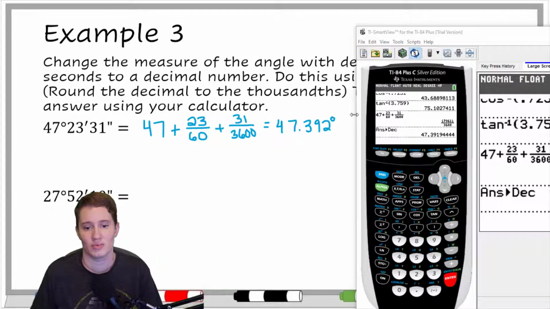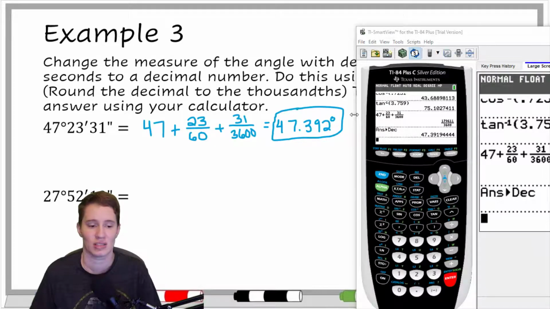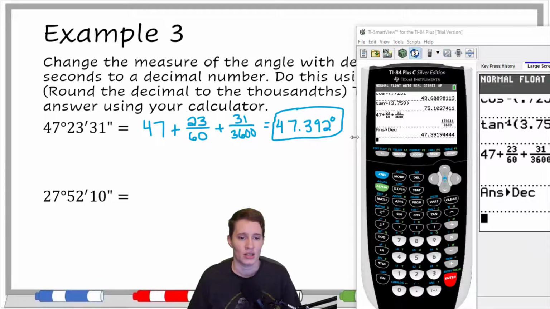47.392. So essentially, it's as though we're working in a base 60 system whenever we have degrees, minutes, and seconds. And so this was us changing this to base 10, which is what we normally use. And if you're interested in hearing more about different bases, that would be a subject for another time. So do the same thing here on this next one.